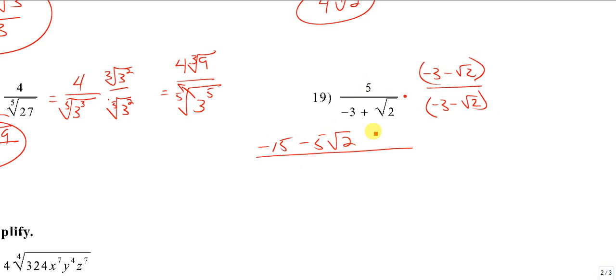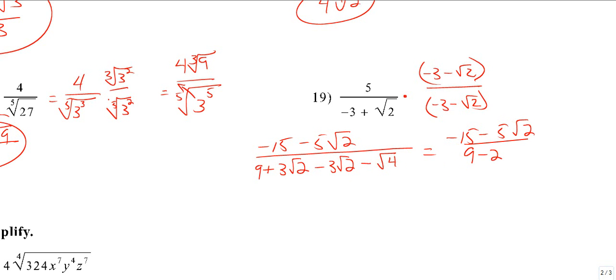My denominator has a negative 3 times a negative 3. That'd be a positive 9. Negative 3 times a negative the square root of 2 would be a plus 3 times the square root of 2. Now the square root of 2 is going to multiply by this negative 3. And lastly, I have a plus and a minus. This last term will always be a subtraction. The square root of 4. So minus 15 minus 5 times the square root of 2 all over 9 minus 2. That would be equal to minus 15 minus 5 times the square root of 2 all over 7, which can't be simplified, so we'll leave it like that.